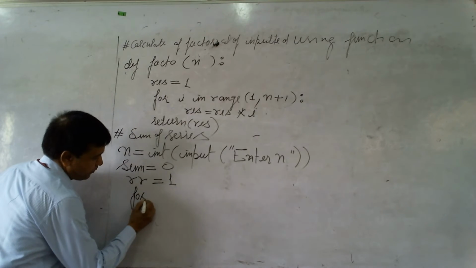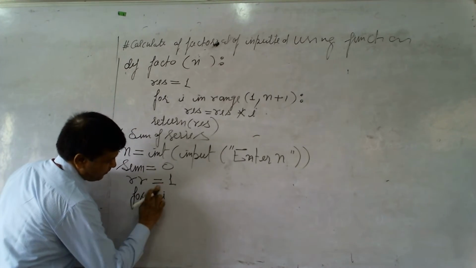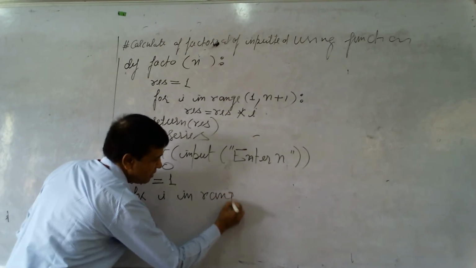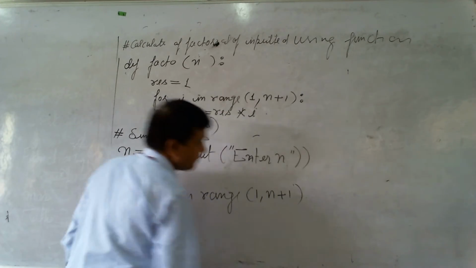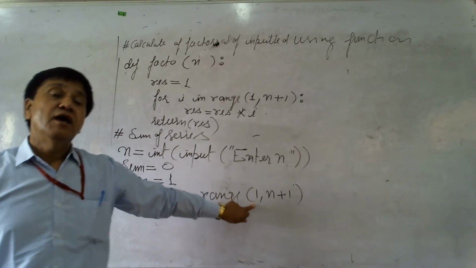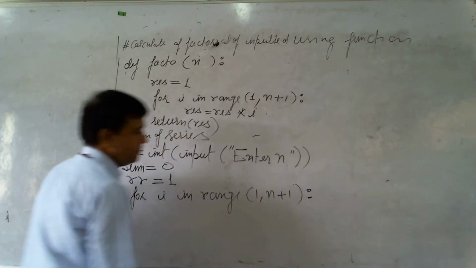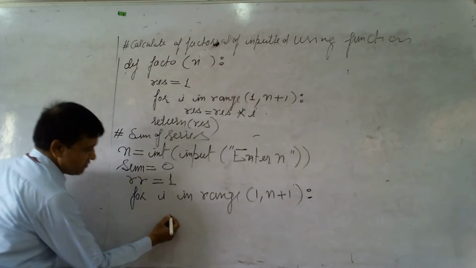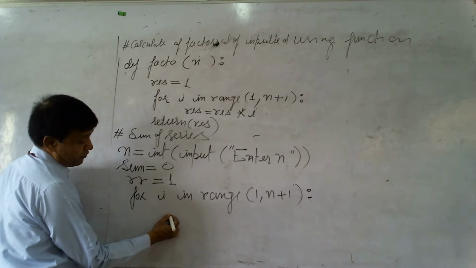For loop, i in range 1 comma n plus 1. This loop will be executed n times, and I will use here colon. Normally, as I press the enter key, the cursor will come here. Now I will write all the statements which I want to execute in the following.